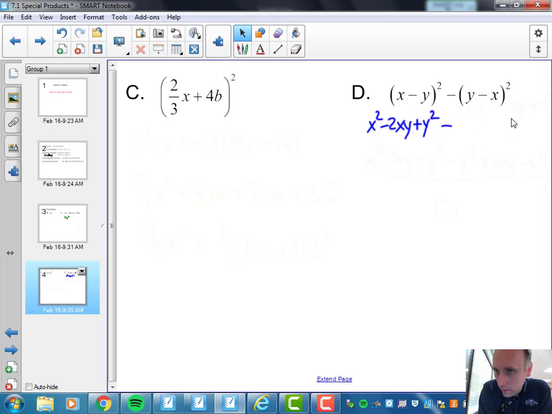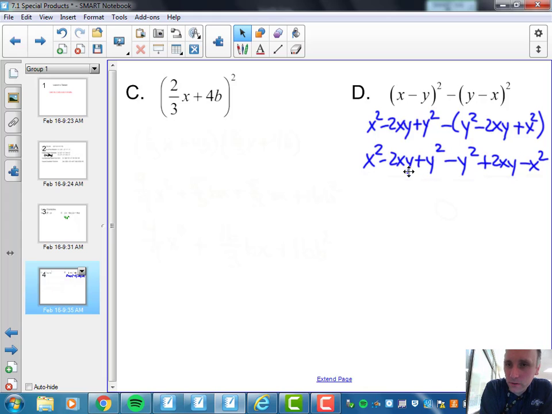All right, so we've got that. Now we have to deal with this negative. If we're going to subtract this polynomial, we need to distribute the negative and change the sign on all 3 terms in that product. So my first 3 terms stay the same. I didn't do anything with those, but I changed the signs on all 3 terms here. So I've got negative y squared, positive 2xy, negative x squared.